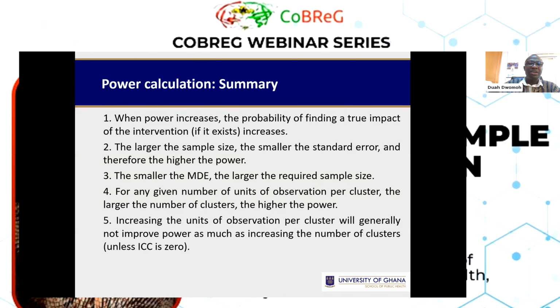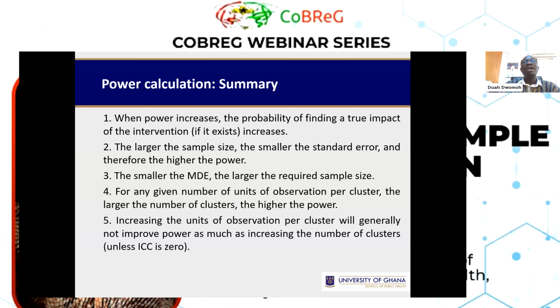So, power calculation summary: when power increases, the probability of finding a true impact, if it exists, also increases. The larger the sample size, the smaller the standard error. Remember that that is critical, and then the higher the power. The standard error has implication on the estimation of your confidence interval. So you say that your estimate is more precise when you have a very small standard error. Remember that the minimum detectable effect is inversely proportional to your sample size. So the smaller the minimum detectable effect, the larger the sample size.